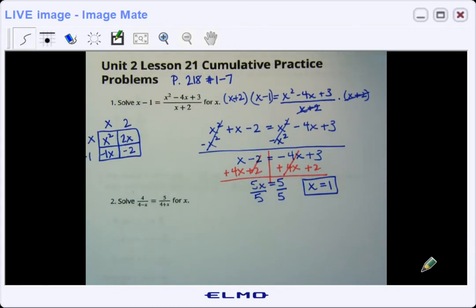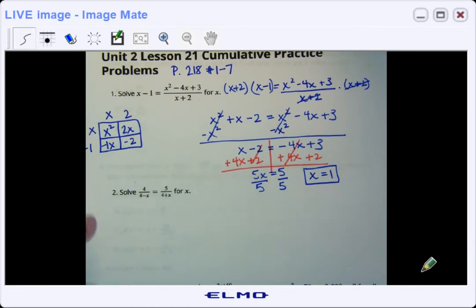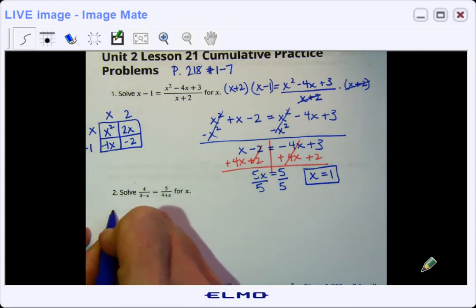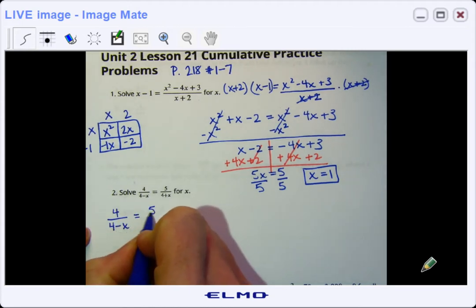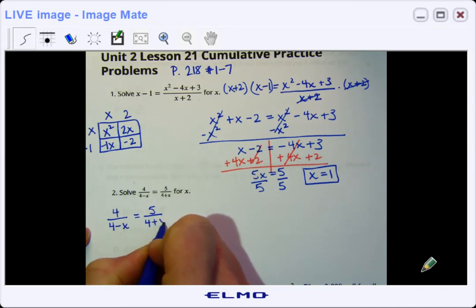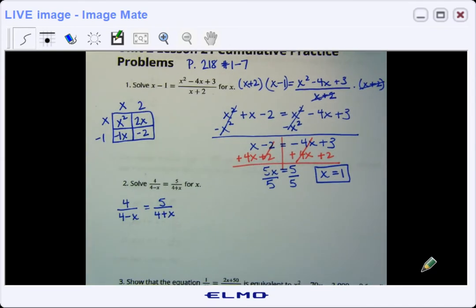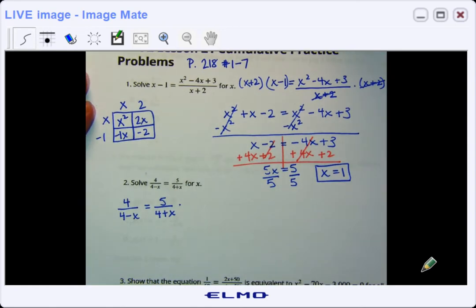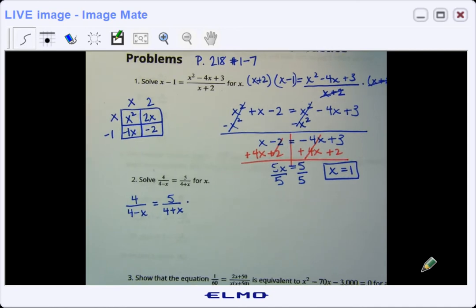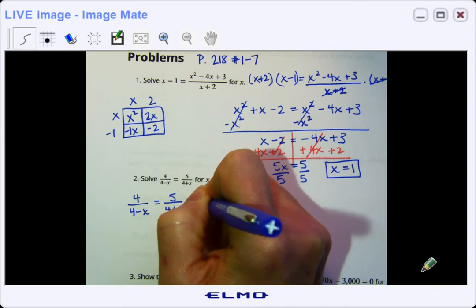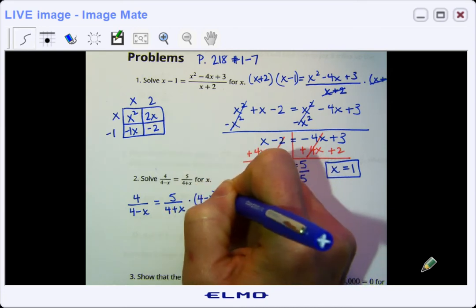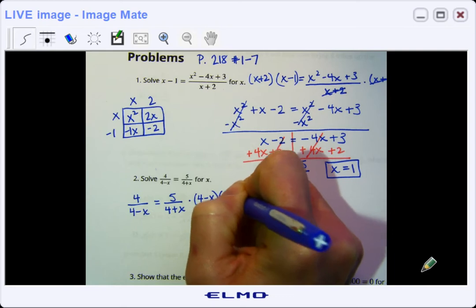All right, on number 2, I'm going to take the same initial strategy, which is to look at the equation. 4 divided by 4 minus x equals 5 divided by 4 plus x. And I'm going to multiply both sides of the equation by the denominators. So as long as you multiply both sides of the equations by the same thing, then you haven't changed the value. So one denominator is 4 minus x. The other one is 4 plus x.